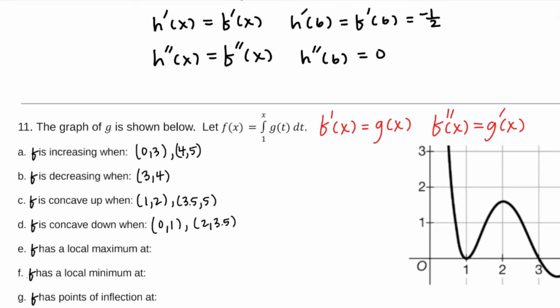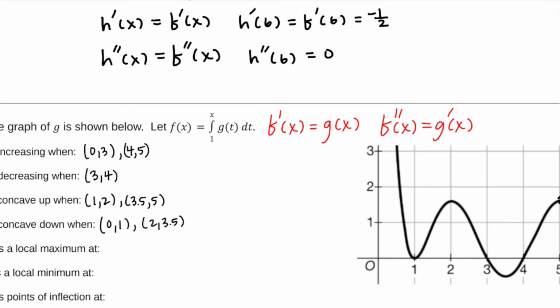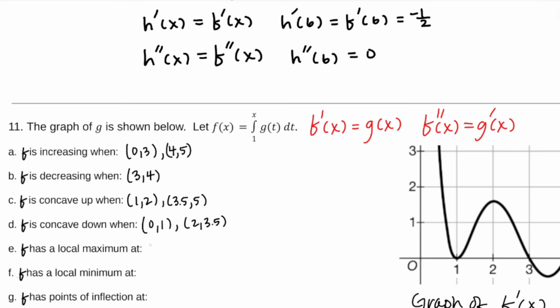All right, it's going to have a local maximum where its first derivative goes from positive to negative, and we're looking at a picture of the first derivative. First derivative goes from positive to negative at x equals 3. So at x equals 3. Minimum is going to be where the derivative goes from negative to positive. That would be x equals 4. You can even see that in the increasing and decreasing behavior if you think about it.